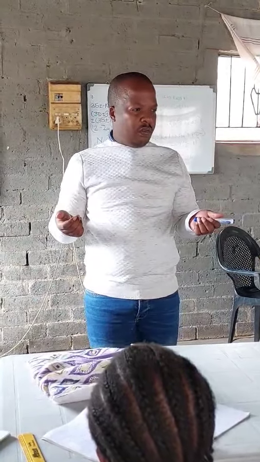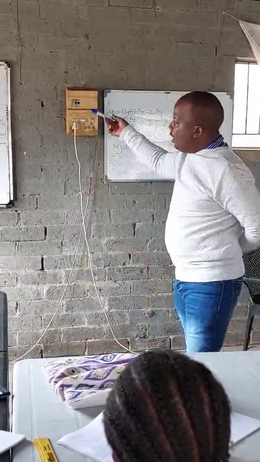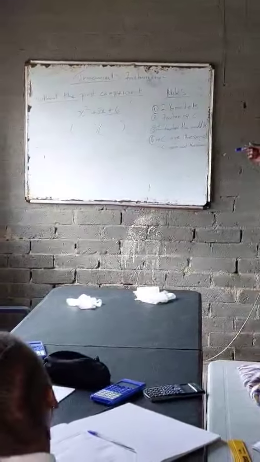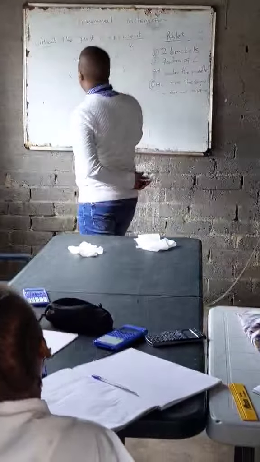Are we together so far? Yes. Now let's try to apply these rules to that example. Now the easiest thing is that you have x squared.